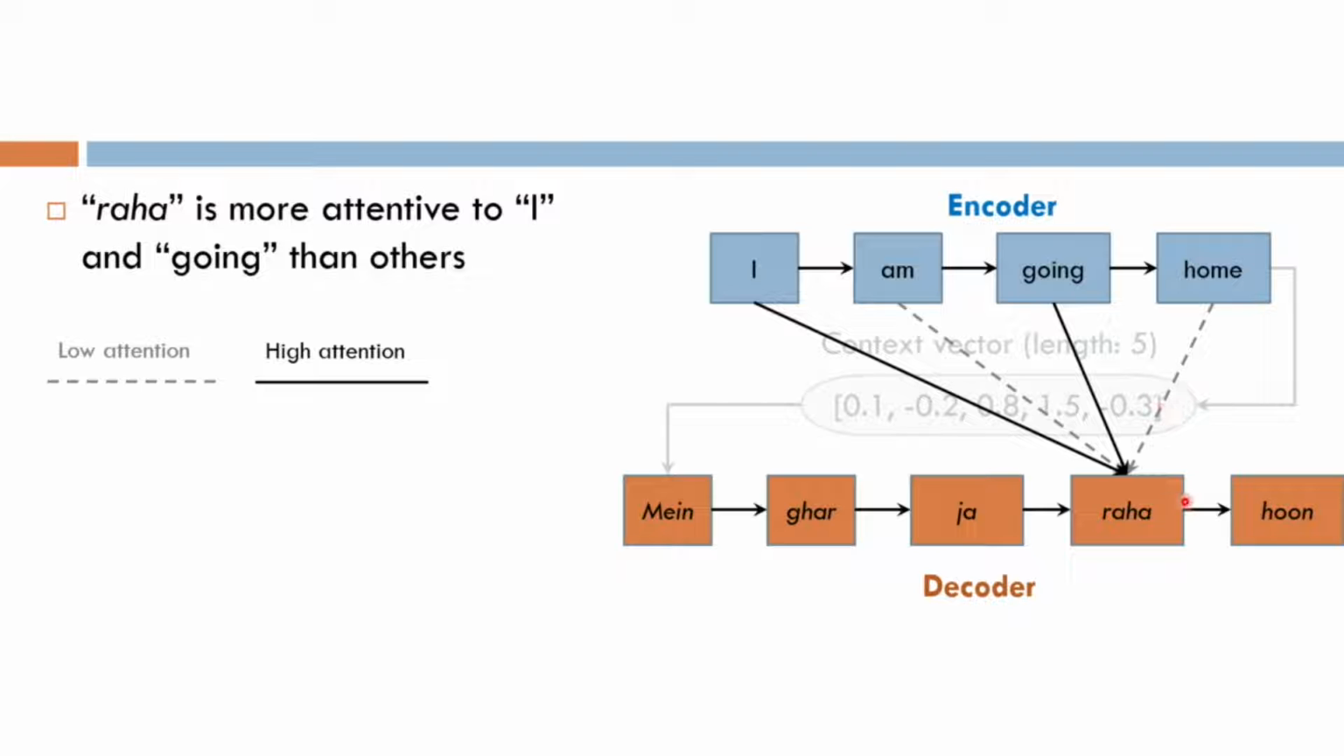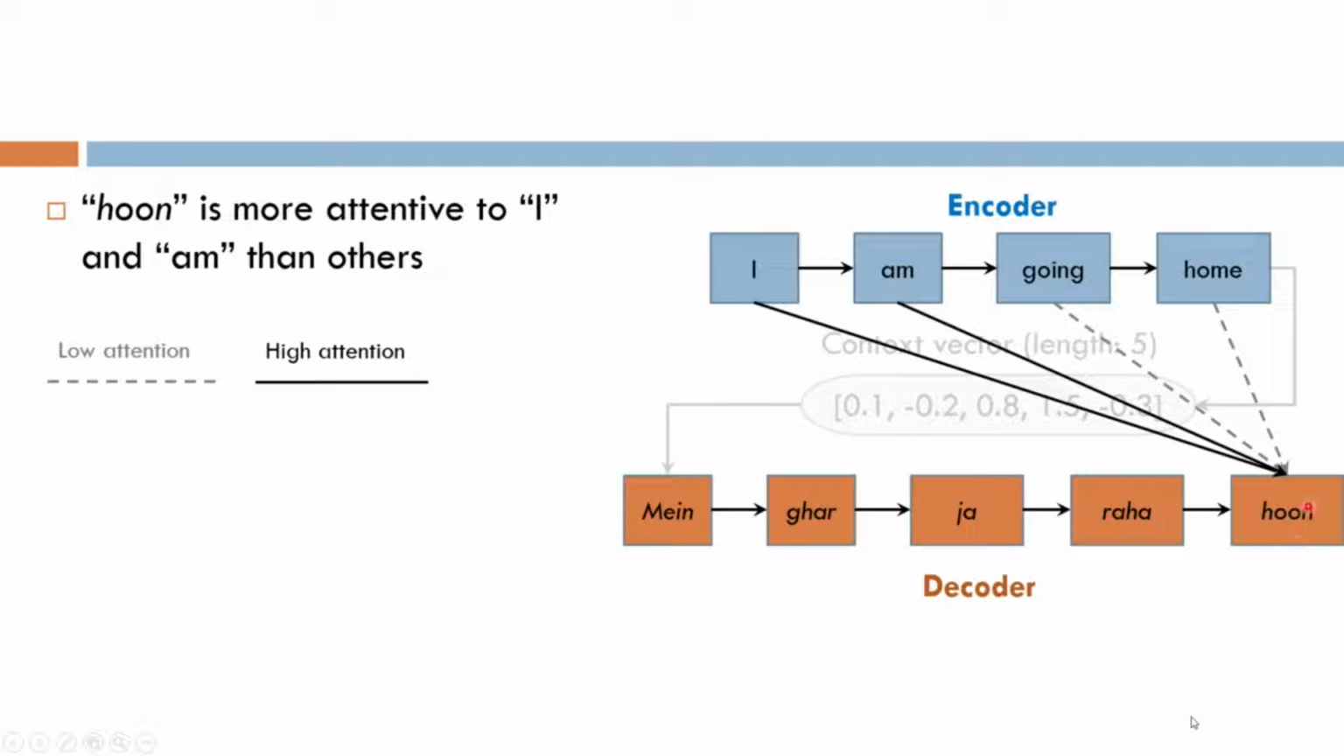And similarly, when you talk about raha, it represents an action, so it is related to going, and because of the first person, it is related to attentive to the word I, because मैं जा रहा था versus वो जा रहे थे. So because it is singular and first person, it is more related to I, and because it also represents an action, it is more related to going than the other word. And similarly, when we talk about who, maybe who is more related to the word I and am, because मैं जा रहा हूँ rather than वो जा रहे हैं, and so on.